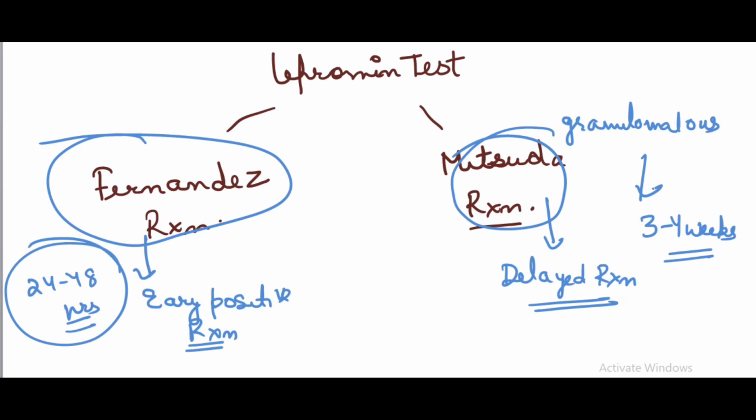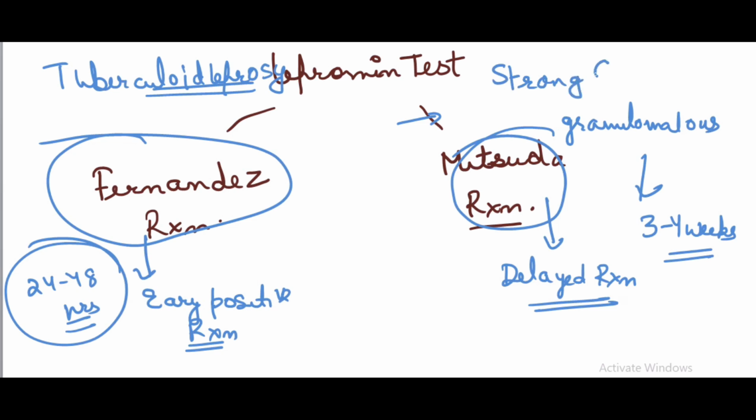Now what does the positive reaction in the lepromin test indicate in terms of leprosy type and immune response? It indicates tuberculoid leprosy and a good immune response. So remember, a patient with tuberculoid leprosy shows a positive reaction in the lepromin test. That indicates a strong cell-mediated immune response.